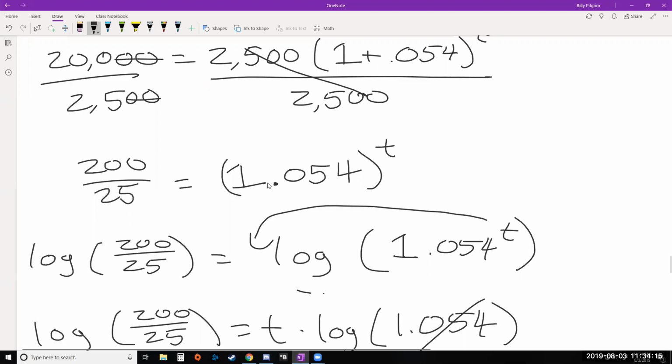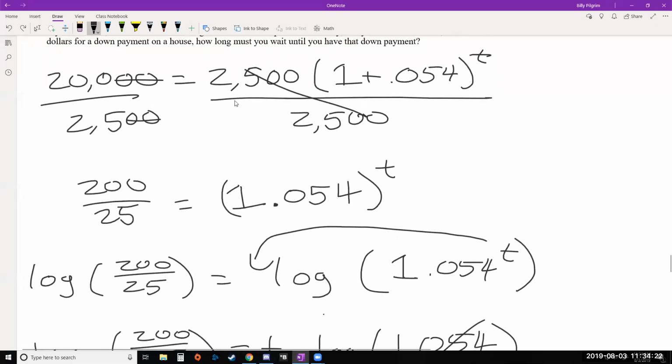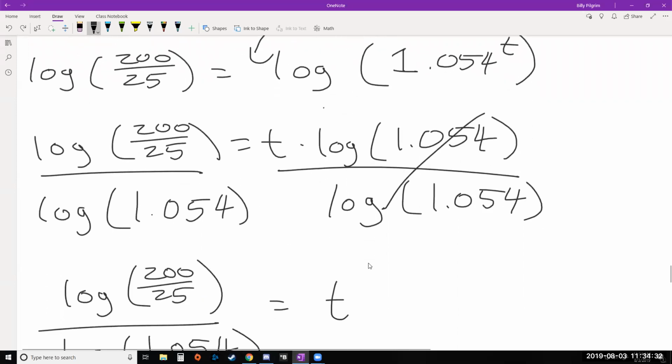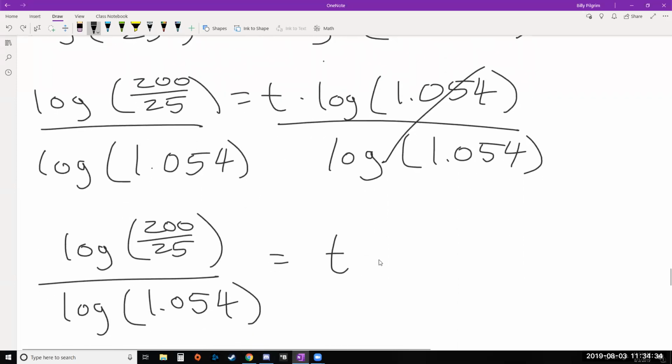Remember, our first step is always simplify. So we want to get this piece here by itself. So we start by dividing both sides by the 2,500. Then we have this nice equation where we can apply the log to both sides, extract the variable down, and then divide by the logarithm. And at the very last step, that's when we enter it into the calculator.